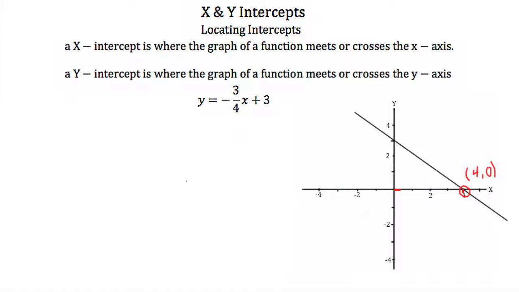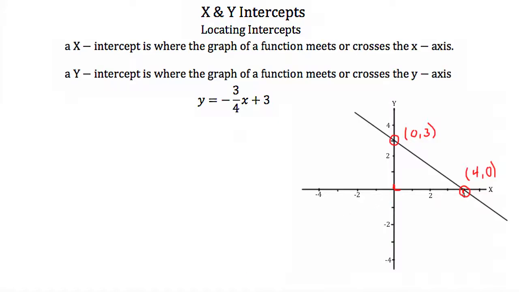Same thing for the y-intercept. We go to where the function crosses the y-axis, which is right there. And you'll notice the coordinate of our y-intercept is (0, 3), because it intercepts the y-axis at 3, and since it's on the y-axis, the x-coordinate is 0.